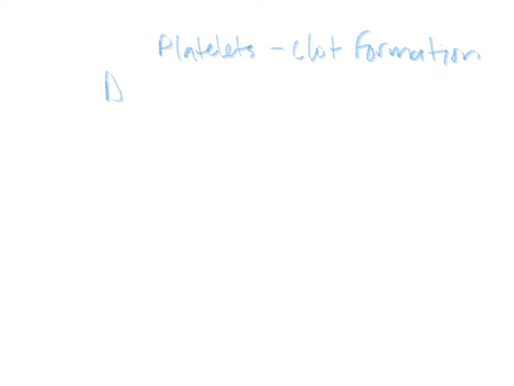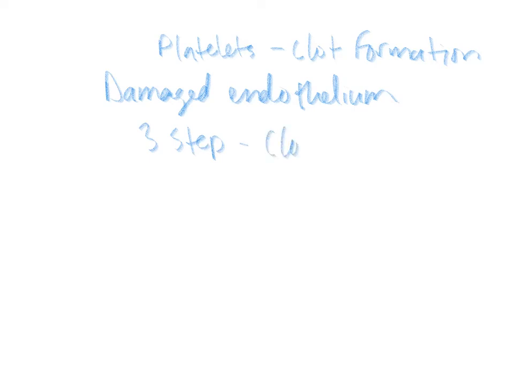So if you have damaged endothelium, that's the lining of the blood vessels, capillaries, veins, arteries. If you damage the endothelium, the body's going to recognize that. We're going to see in a minute there are certain chemicals that are released from the damaged endothelium, and that's going to signal the body that there's a problem here that needs to be fixed. So then the body's going to undergo a 3-step process. There's a 3-step process to clot formation.